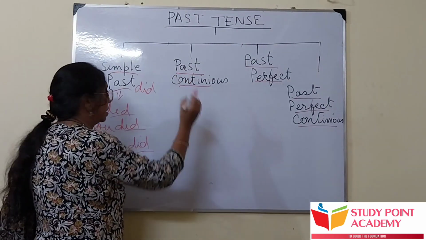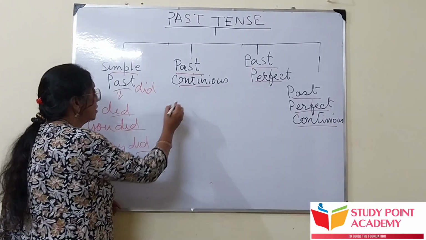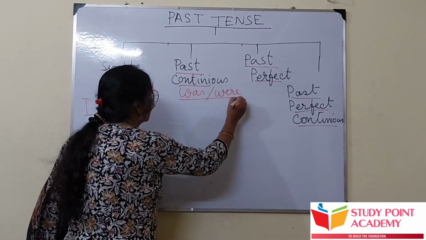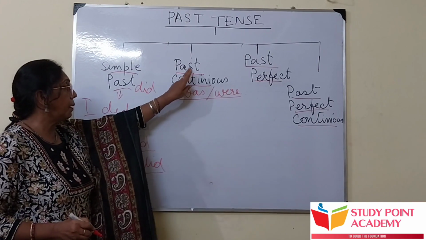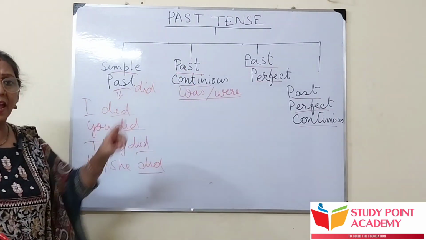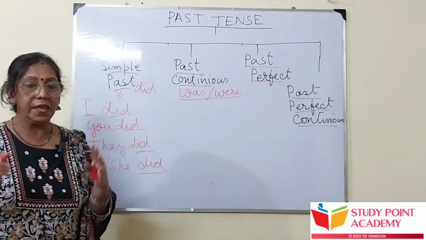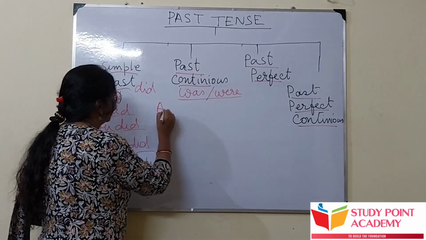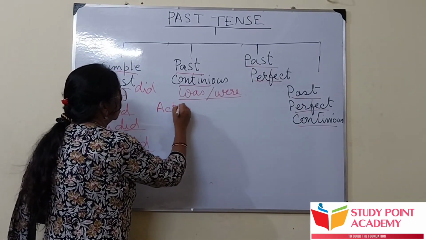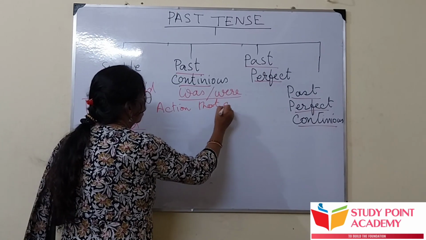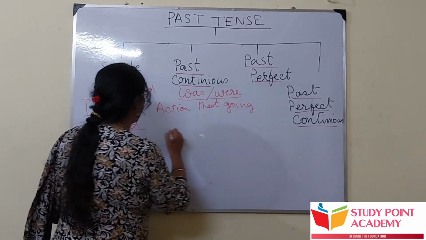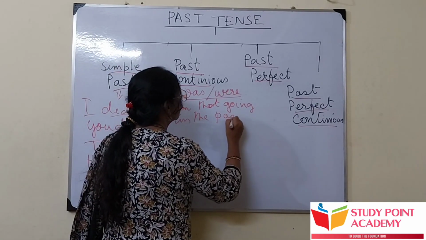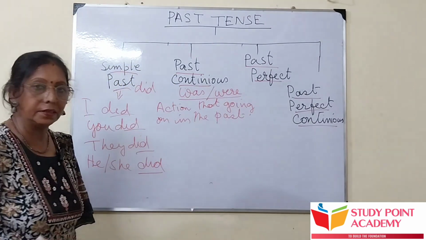Now it is past continuous. The auxiliary verbs are was and were. Past continuous is the action that was going on in the past. So we can write: action that was going on in the past.